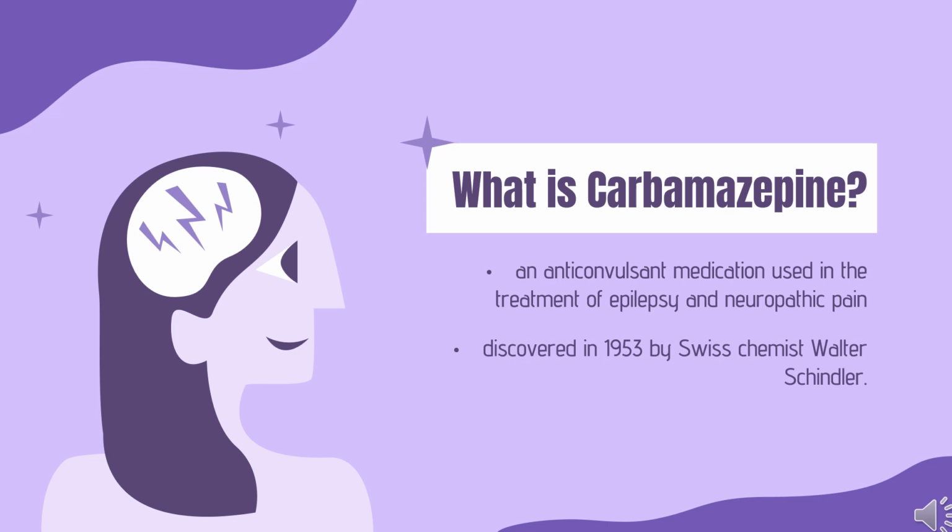What is carbamazepine? Carbamazepine, sold under the brand name Tegretol among others, is an anticonvulsant medication used in the treatment of epilepsy and neuropathic pain. It is used as an adjunctive treatment in schizophrenia along with other medications and as a second-line agent in bipolar disorder. Carbamazepine was discovered in 1953 by Swiss chemist Walter Schindler. It is on the World Health Organization's list of essential medicines. In 2020, it was the 185th most commonly prescribed medication in the United States, with more than 2 million prescriptions.